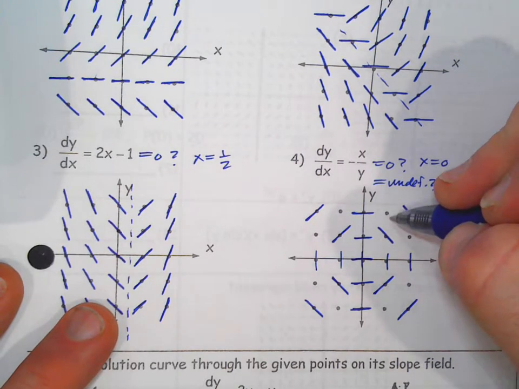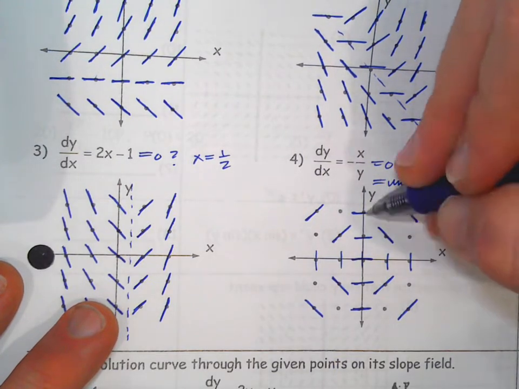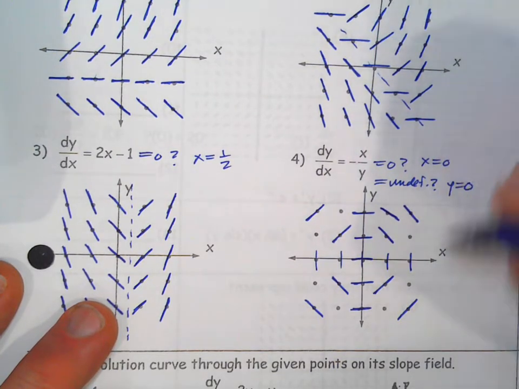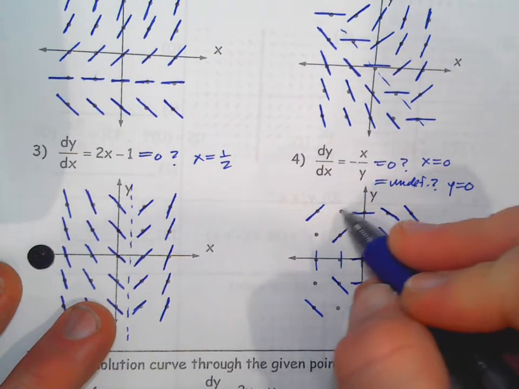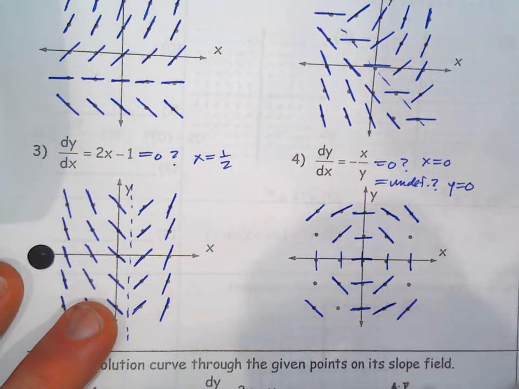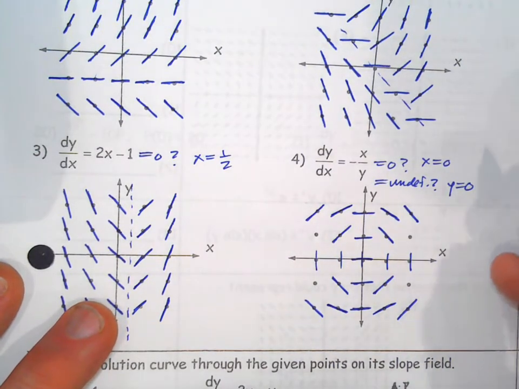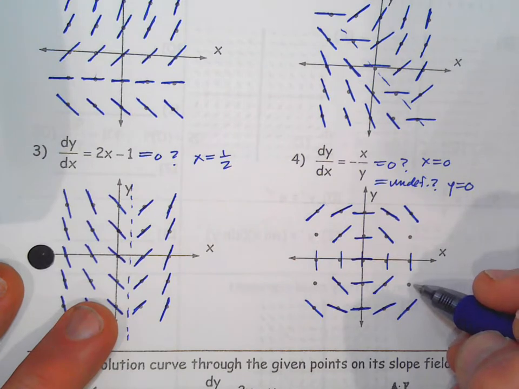1, 2. X is 1, y is 2. So it's negative 1/2. So down 1 over 2. This one's probably up 1 over 2. This one's probably up 1 over 2. This one is down 1 over 2. You're also starting to see this is probably kind of like a circle solution.